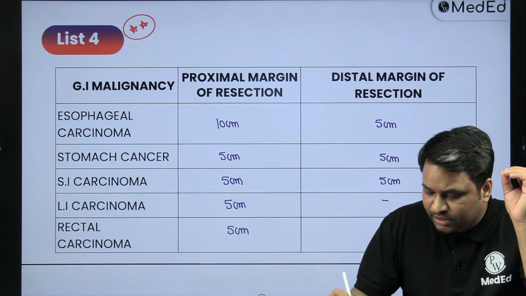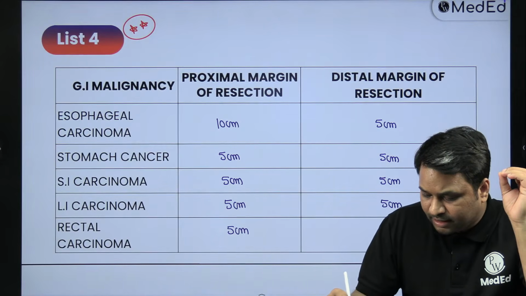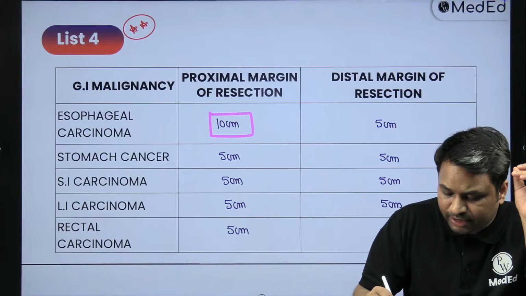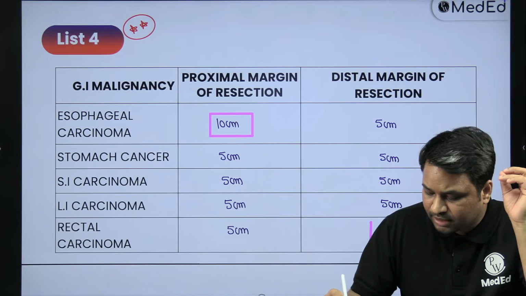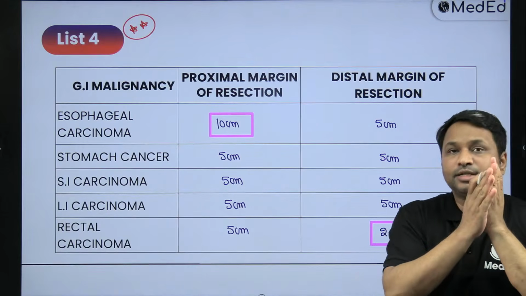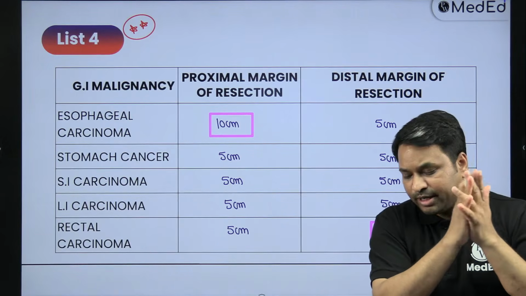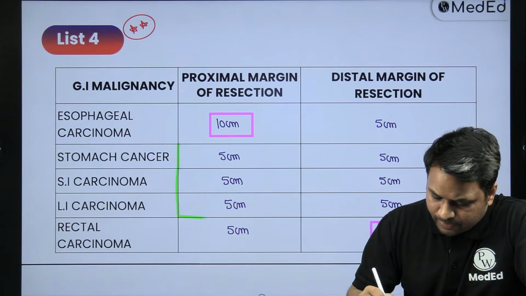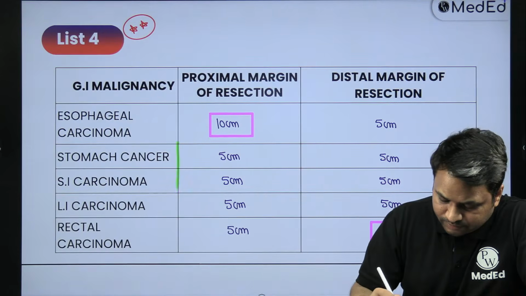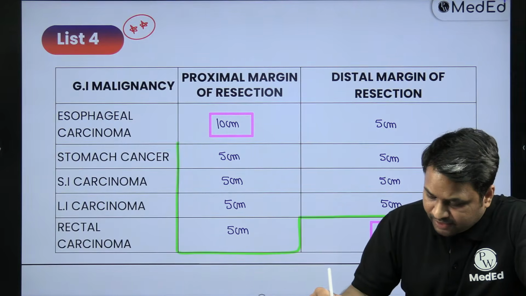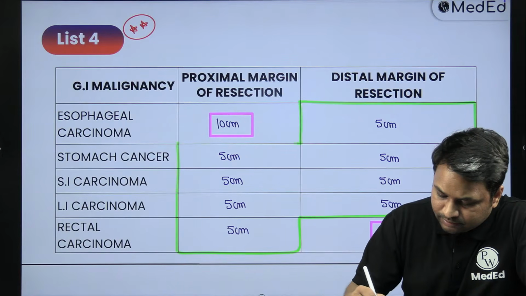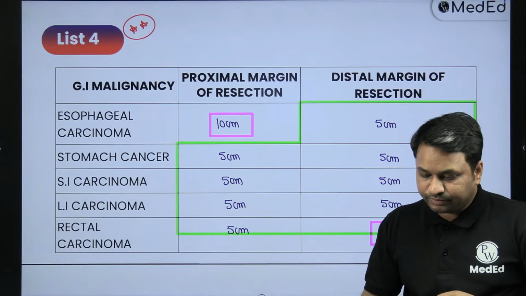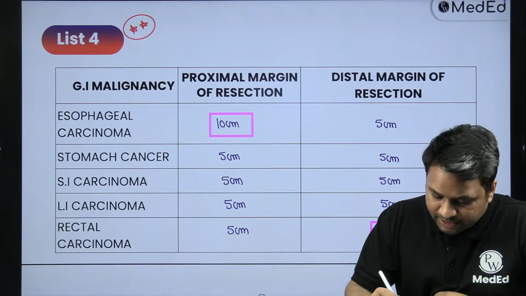The exception that you will see is at the rectum. The distal rectal margin is 2 centimeters. So the entire exception to the rule is the proximal margin in the esophagus and the distal margin in the rectum. Everywhere else it is consistent with the 5 centimeter mark.